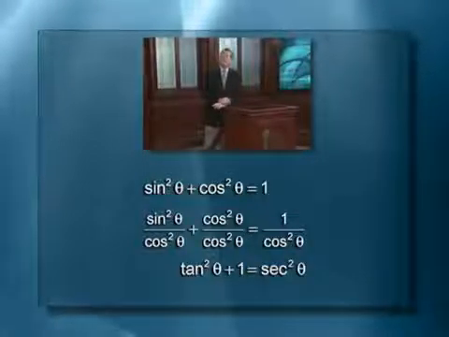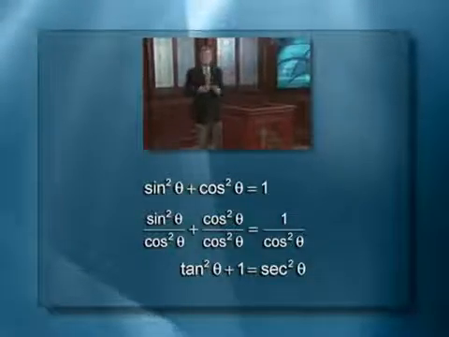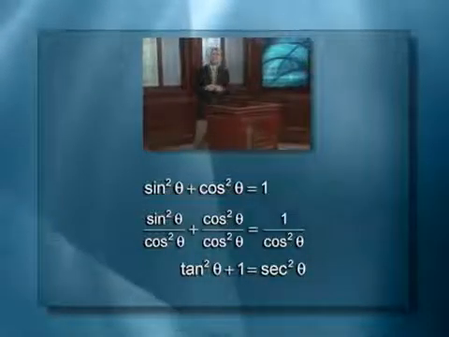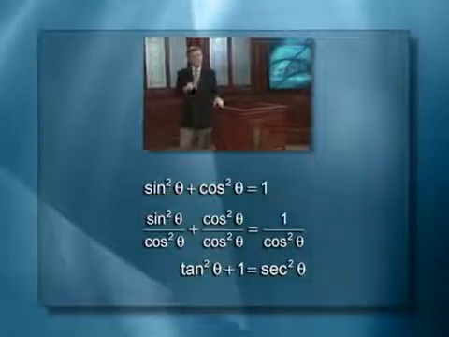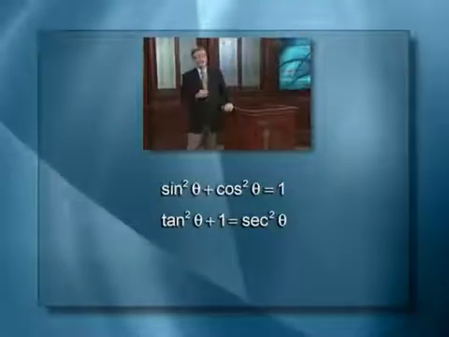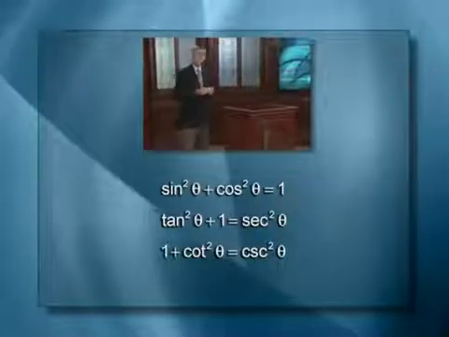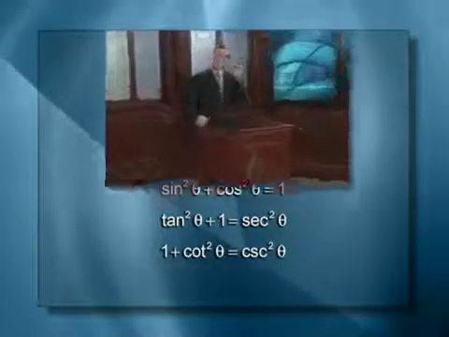That's secant squared. Remember, 1 over cosine equals secant. So here's a new identity: tangent squared plus 1 is secant squared. And you can do a similar trick. Divide both sides by sine squared, and you get a third identity: 1 plus cotangent squared equals cosecant squared. So the moral of the story is that the first identity gives rise to 2 more identities that are also used quite a bit in calculus and pre-calculus.